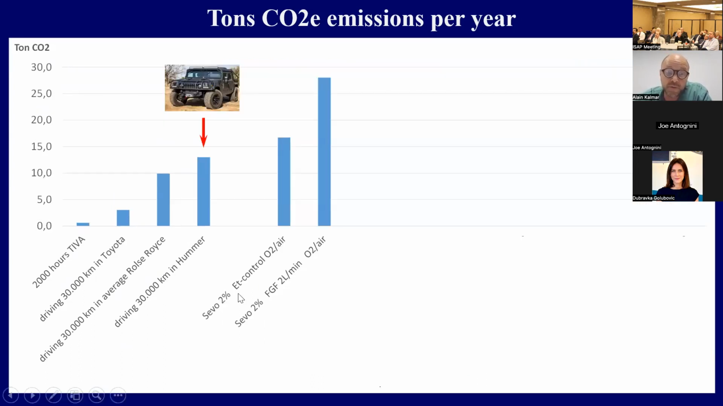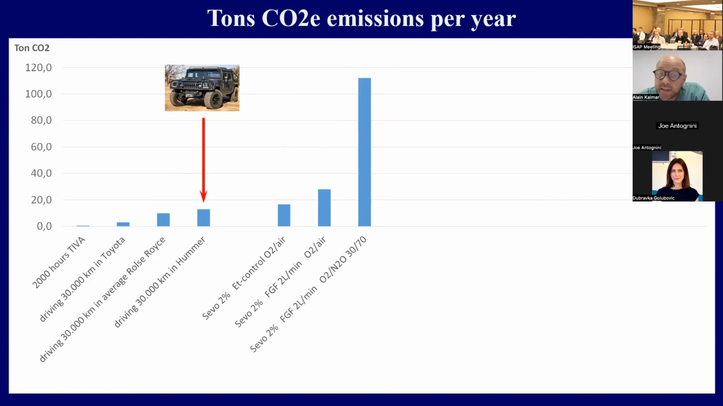But if I would use sevoflurane, even at end-tidal control, so minimal gas flow, this is already quite much more than driving one of the most polluting cars available for citizens. And if I would use what we call low fresh gas flow, 2 liters per minute, then this is already almost double. But if I would add nitrous oxide, even in low flow, this becomes quite remarkable.